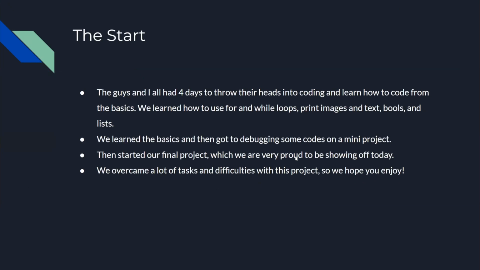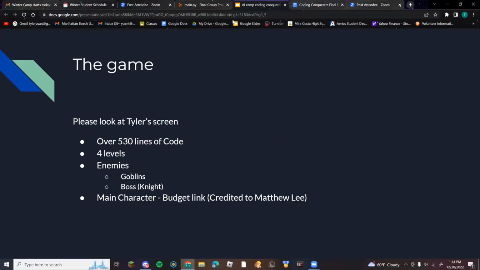Today we are going to talk about our game called the Budget Link game. I'd just like to start by saying we had about 4 days to throw our heads into coding and learn the basics. We had a mini project to do one day, and then we were thrown onto our final project. With all the information that we learned and all the help from Nathan, we used all that we could to make a game. So I'll have you look at Tyler's screen to show you the game.